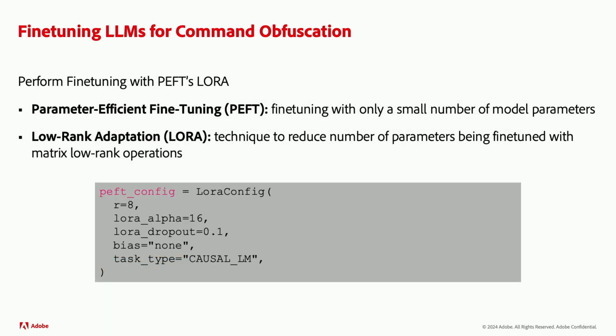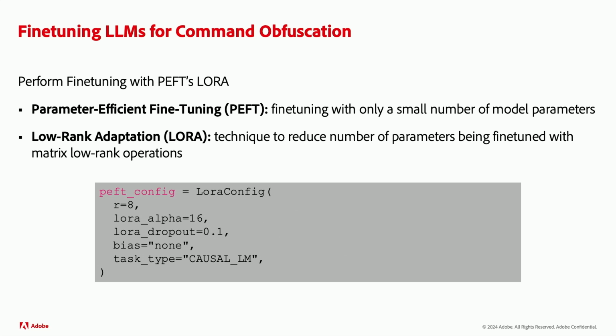And now let's talk about how we're actually going to run the fine tuning. The first way we're going to do it is a method called parameter efficient fine tuning, PEFT. And this means we're only going to fine tune with a small number of model parameters. So instead of fine tuning all 7 billion parameters, we're only concerned with fine tuning a small number of parameters, because that's going to make our process faster, and that's all we really need.